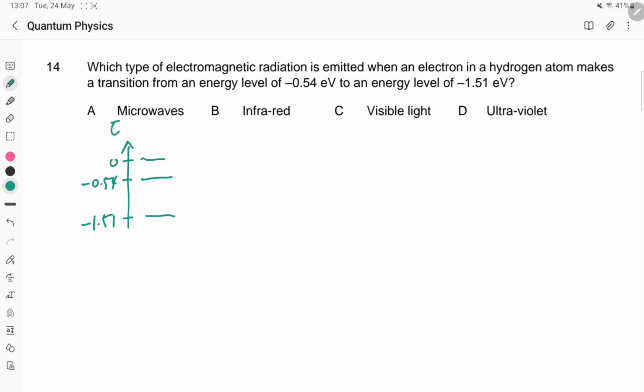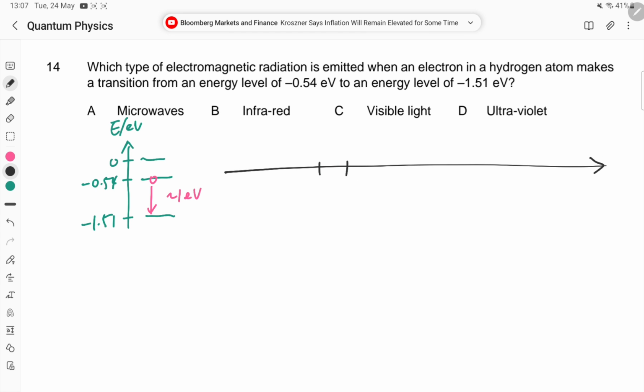If you have done your book work, this is a very straightforward question. It's simply infrared, because this transition going from here to here, what's the energy? Around 1 eV. Okay, 1 eV falls just under the visible light one. So let's take a look at the EM spectrum.